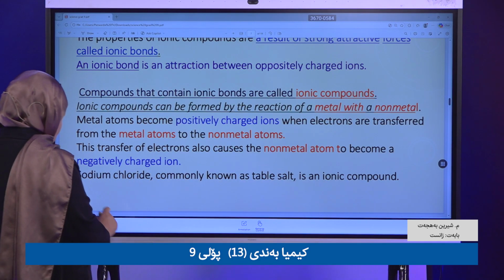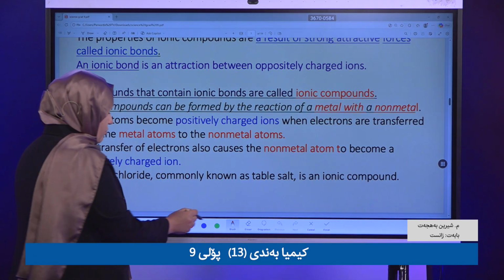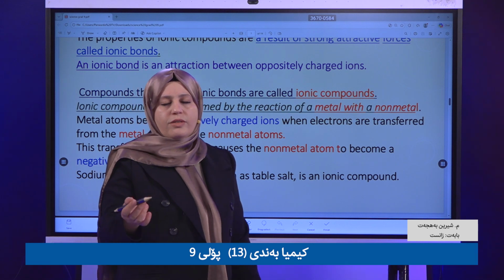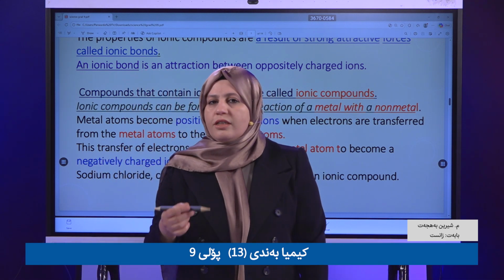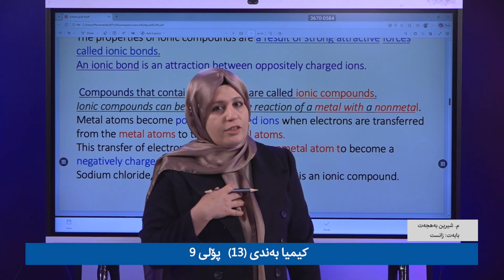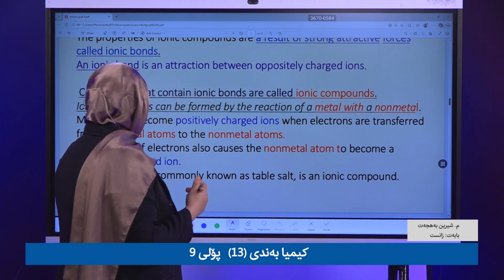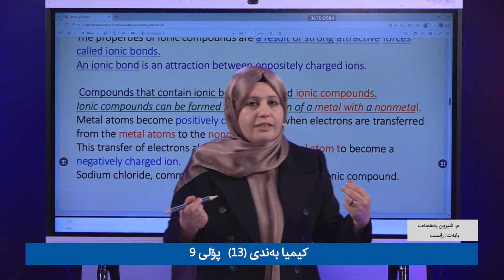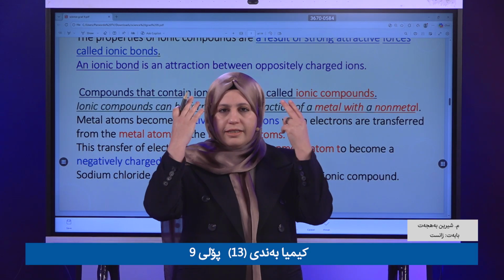Like what? Sodium chloride, which is present in our home, in our kitchen. You should always take sodium chloride, which is salt. It's very important for your health. All of you take what? Sodium chloride. Why? It's very important. You should take it every day. It's very important for the electricity of your heart and mind.